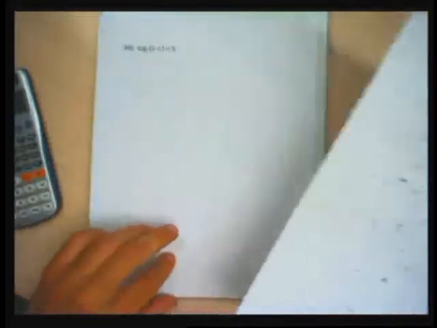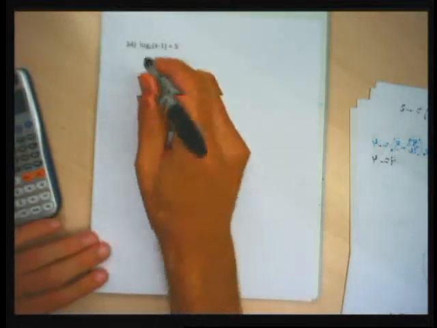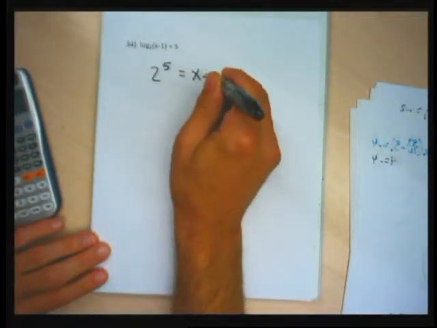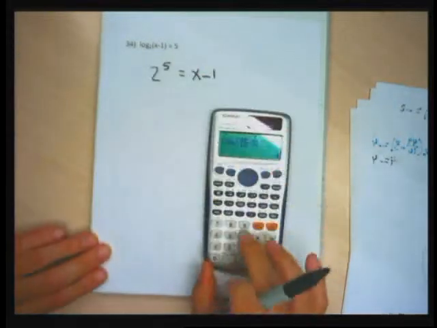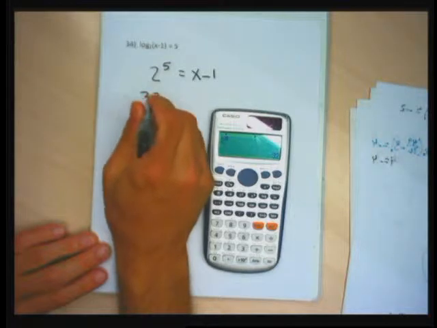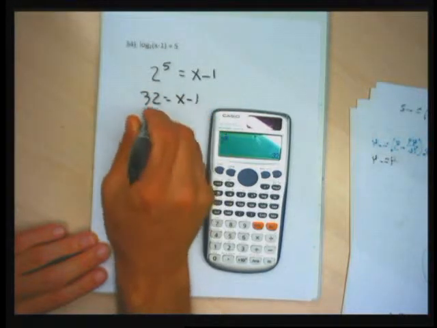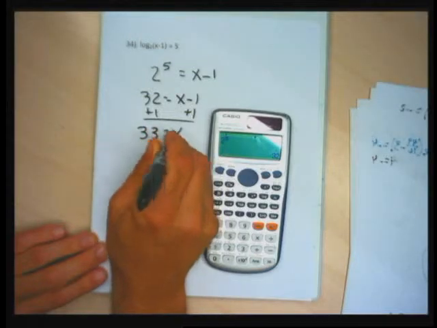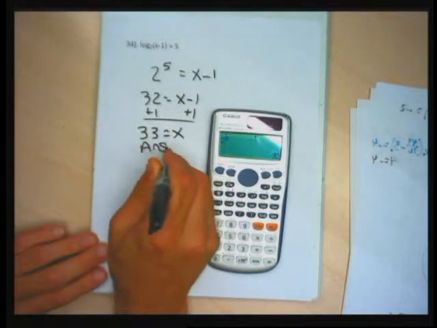Still in the problems that are kind, and these are actually a little bit easier. Crossing out the log, leave the 2 alone, switch the 5 and the x minus 1. I don't need the parentheses anymore. 2 to the 5th power is 32, so this gives me 32 equals x minus 1. Add 1 to both sides. 33 equal to x should be my answer.